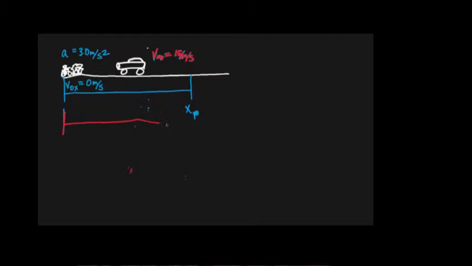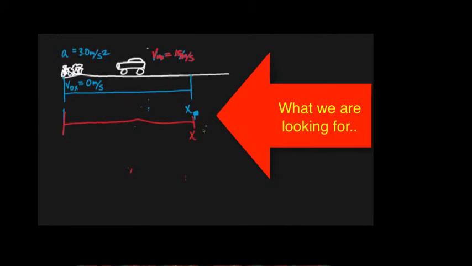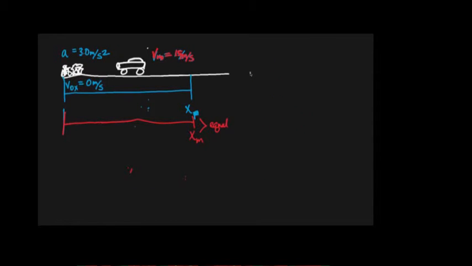All right, so this is going to be the x of the motorist, and at some point they will be equal. That's what we have to find out. So what we do is we calculate the x of each. So for the x of the motorist, what do we know?